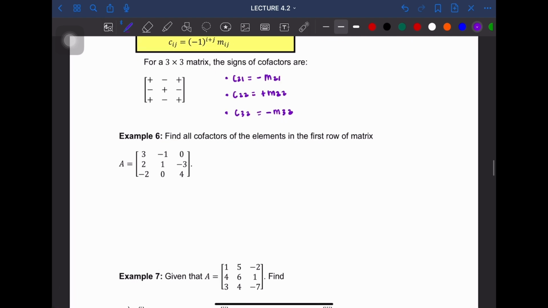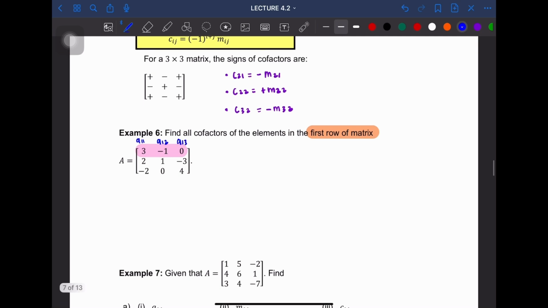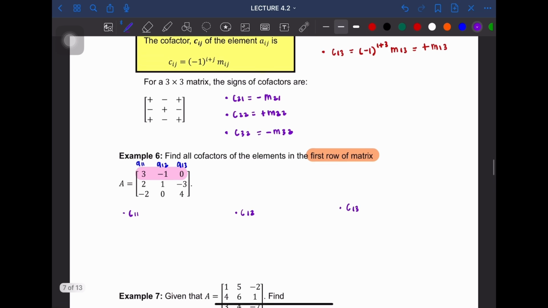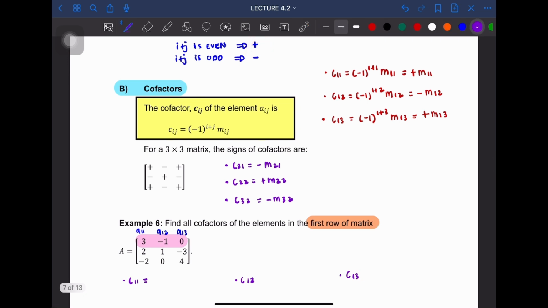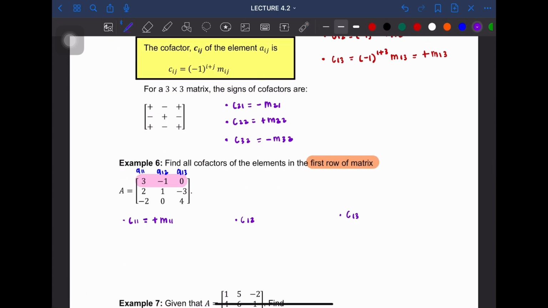Now let's try example 6, where the question asks you to find all the cofactors of the elements in the first row of the matrix. This is the first row, where we have the elements A11, A12, A13. So we need to find C11, C12, and also C13. Based on the previous formula, for C11, 1 plus 1 is an even number, so you get positive M11. For C12 it is negative M12, and for C13 it is positive M13.